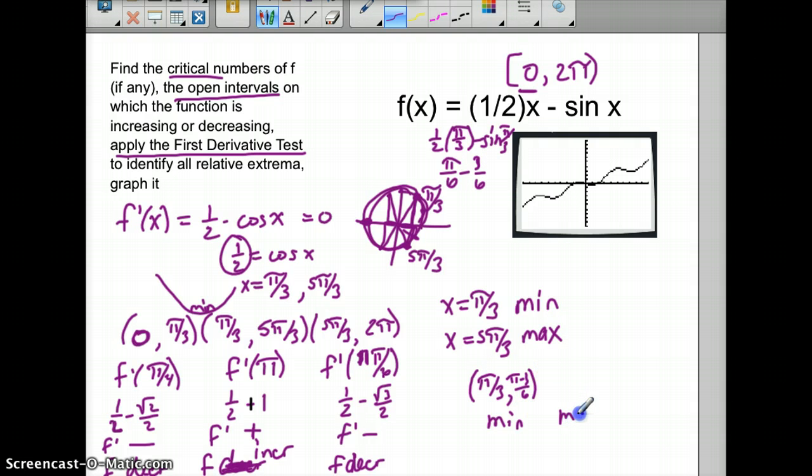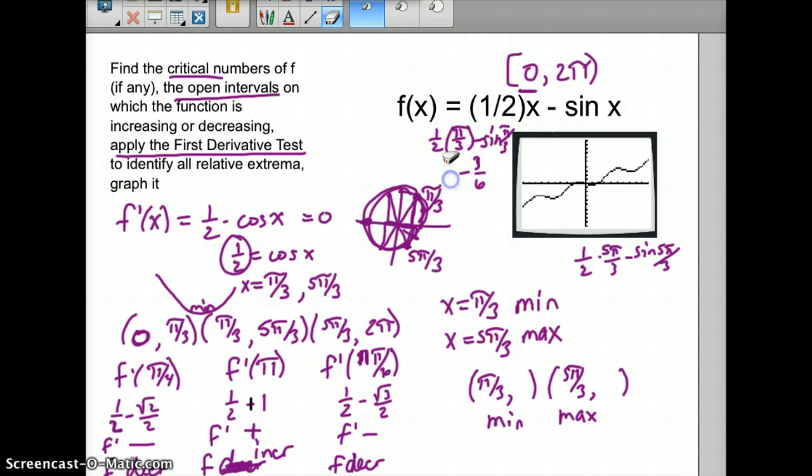And then our maximum is 5 pi over 3. So if we plug 5 pi over 3 in there, 1/2 times 5 pi over 3 minus sine of 5 pi over 3. Sine of 5 pi over 3 is negative 1/2. Whoa, what did I do there? That's not 1/2 there. Making a lot of mistakes here. Sine of pi over 3 is square root of 3 over 2. Let me back up here.